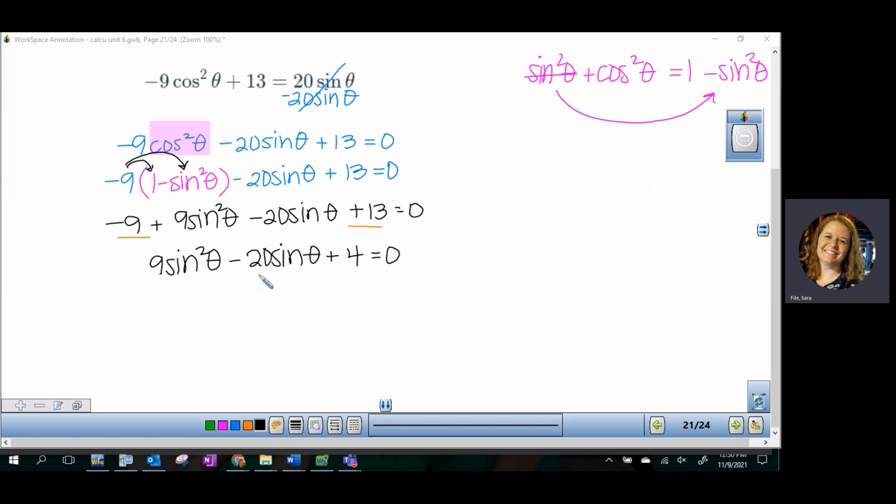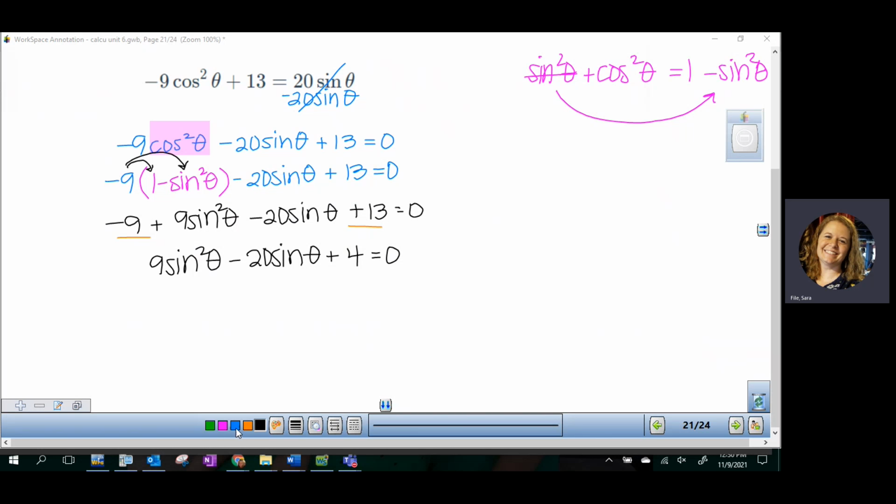All right, so now I've used the Pythagorean identity and simplified to where I have a quadratic form trinomial ready to be factored. At this point, you can use whatever factoring method you prefer. You can do guess and check. You can do grouping, box method, slide divide. Okay, so I'll show you this one with slide divide.